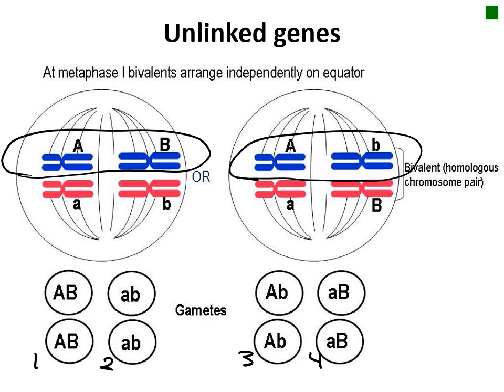However, Mendel was only able to observe this pattern because the traits he was studying were controlled by unlinked genes, or genes that are on separate chromosomes.